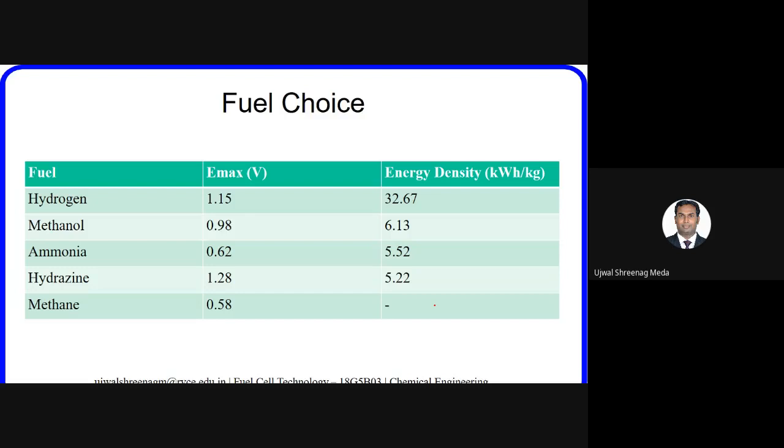But the disadvantage here is this hydrazine decomposes into very toxic chemicals, which is not at all suitable for usage in fuel cells. So ideally, theoretically, if you speak about the chemical substances that can be utilized as fuel, hydrogen can definitely be used as fuel.